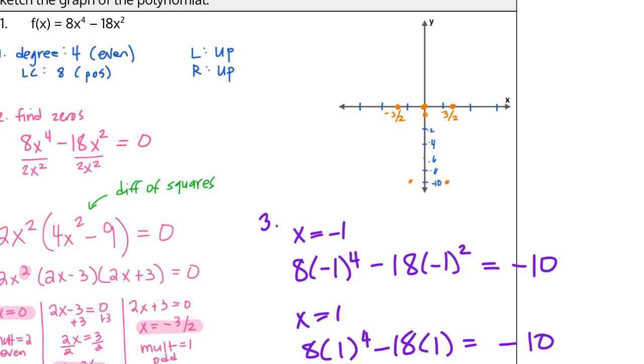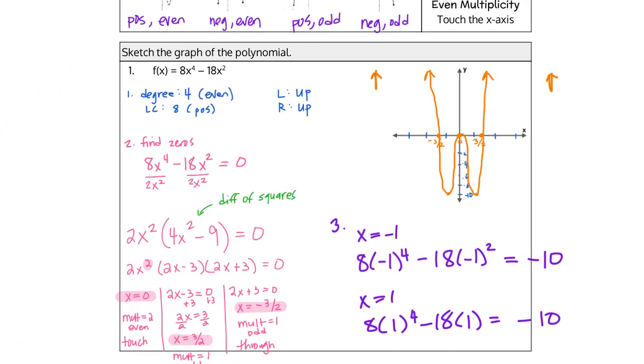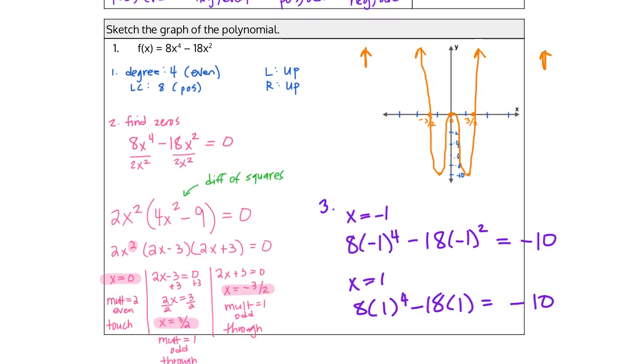From step 1, I know that both sides have to point up. So now I'm going to sketch my graph. So starting by pointing up, has to go through that 0, touch here. This time it's going to bounce, go back and touch here, and then go through that point. So it's not the best graph in the world. You can tell it's a little crooked, but that's the general idea of what it would look like. Again, I knew to go through -3/2 and +3/2 because they had odd multiplicity, but because 0 had an even multiplicity, it only touched and came back. Okay, and that's how you graph a polynomial.